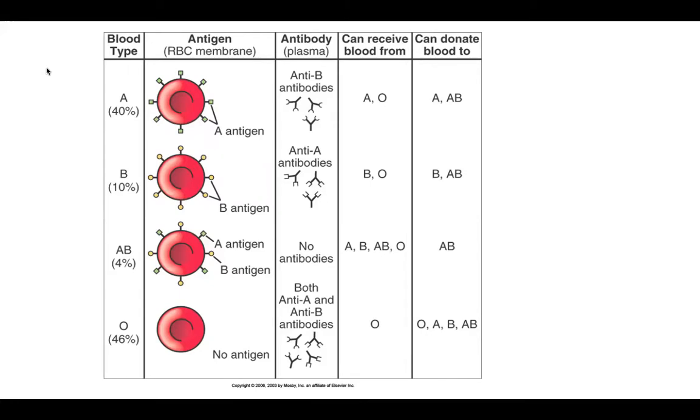AB, remember, has no antibodies. We call it the universal receiver. It can receive blood from AB and O because it recognizes both the antigens for A and B. And again, there's the O on the bottom. I like to consider it a naked blood cell because, again, it has neither antibodies against A or B. So we call it the universal donor.